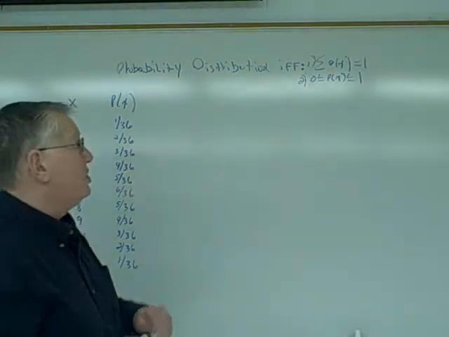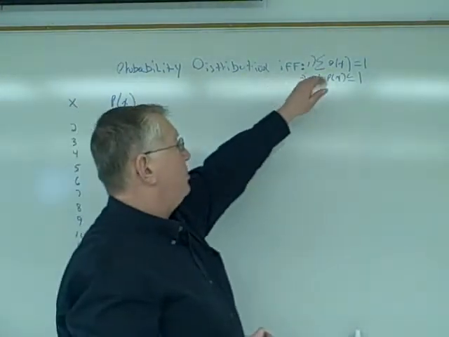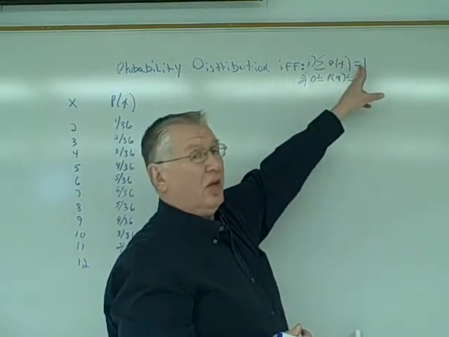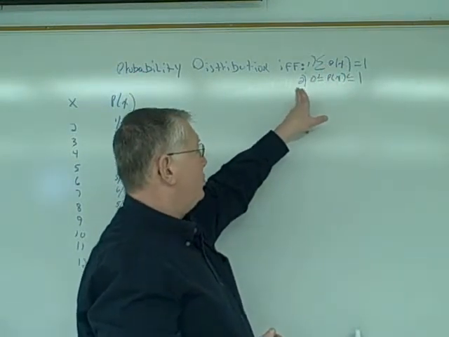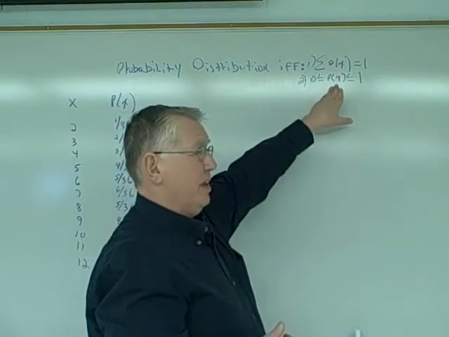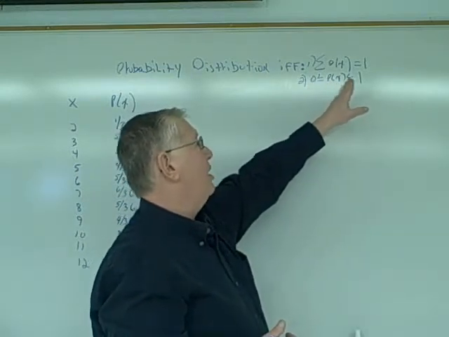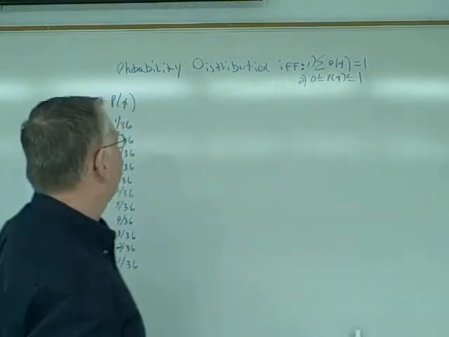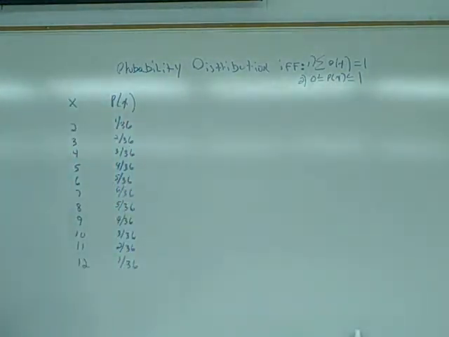A probability distribution is defined if and only if two conditions are met. First of all, the sum of all the probabilities is going to equal 1, and second, each and every probability has to be between 0 and 1 inclusive.